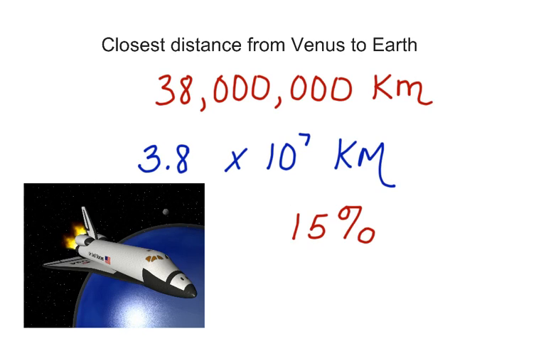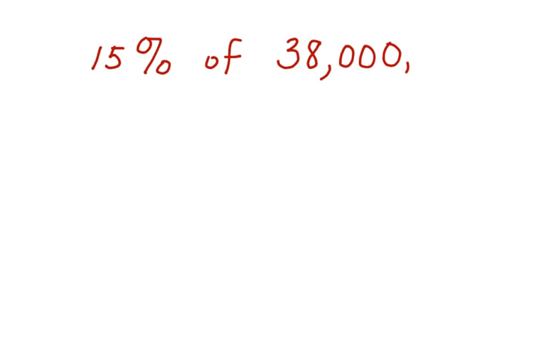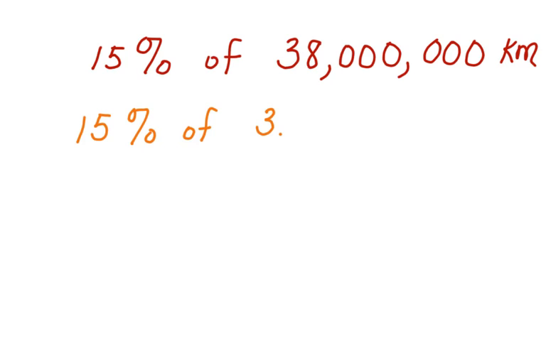Well, this is a percent problem that involves scientific notation, and you're going to learn how to solve it right now. So again, what do we want to find out? We want to find out what 15% of 38 million kilometers is. But we're not going to use million kilometers, we're going to use scientific notation. So we're going to find out what 15% of 3.8 times 10 to the 7th power is equal to.